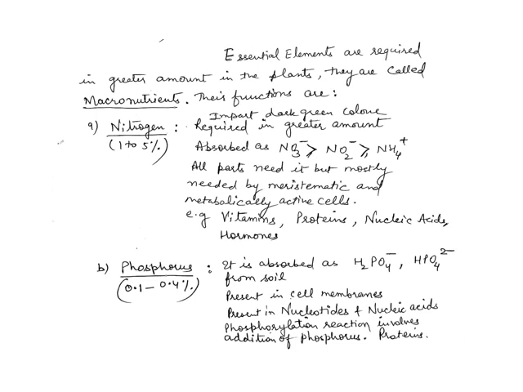The next is phosphorus. The phosphorus requirement is 0.1 to 0.4%, and it is absorbed in the soil in the form of H2PO4 negative or HPO4 2 negative. It is present in cell membranes, nucleotides, and nucleic acids, and in phosphorylation reactions, which involve the addition of phosphorus. It is also a constituent of proteins.